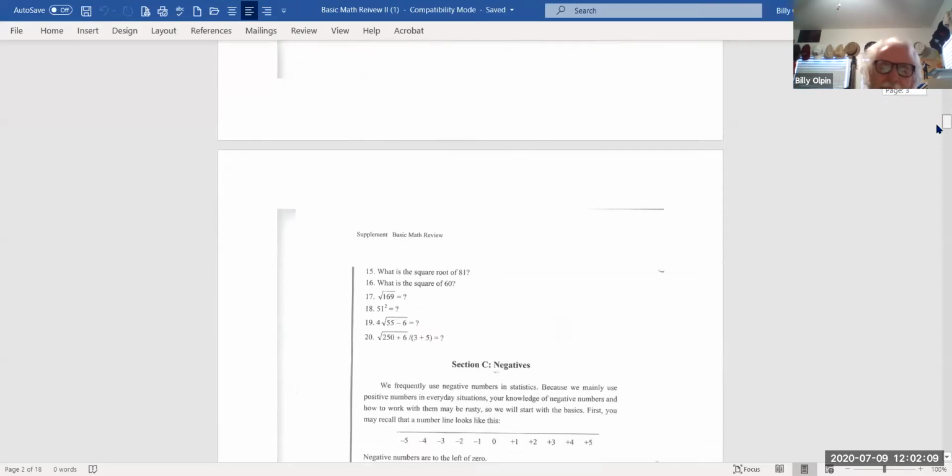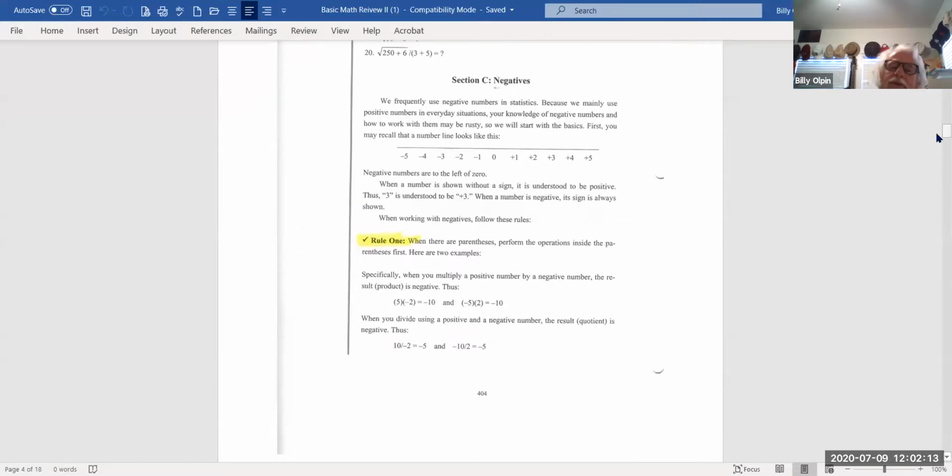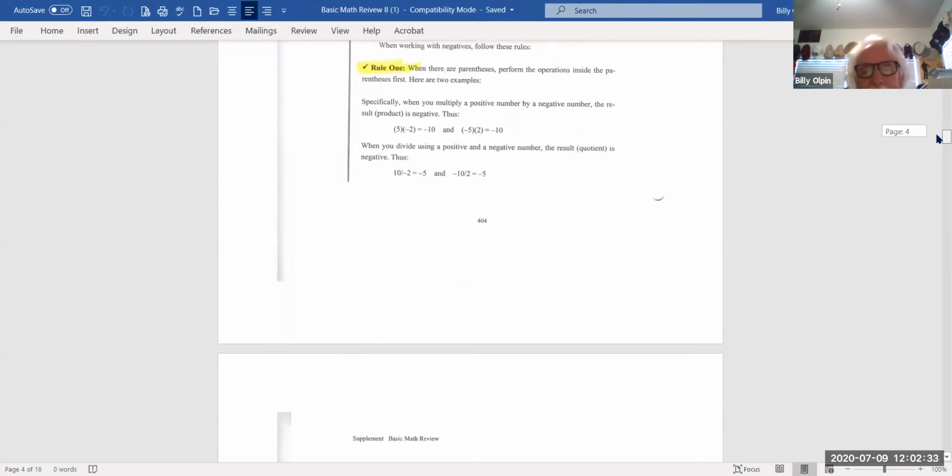And here are your exercises for section B. Section C, we do a lot of work with negative numbers, right? So how do we add, subtract, multiply, and divide negative numbers? Same thing as always. If there's parentheses, perform the operations inside the parentheses first. Nothing to it. Same rules, keeps going through.